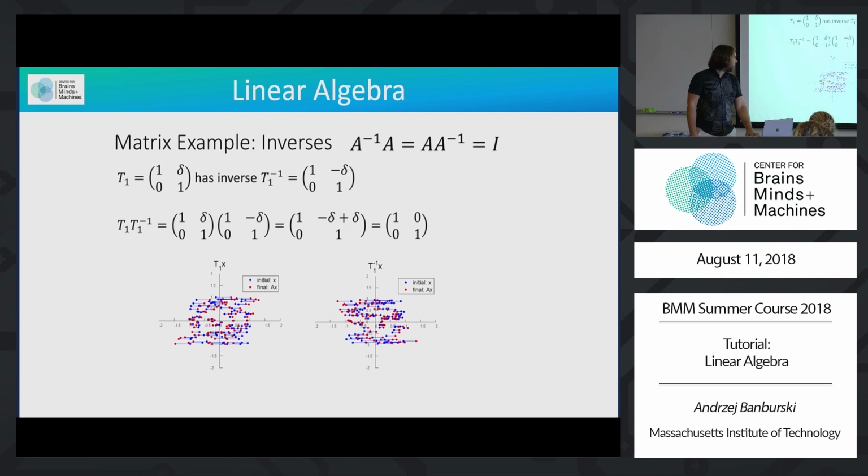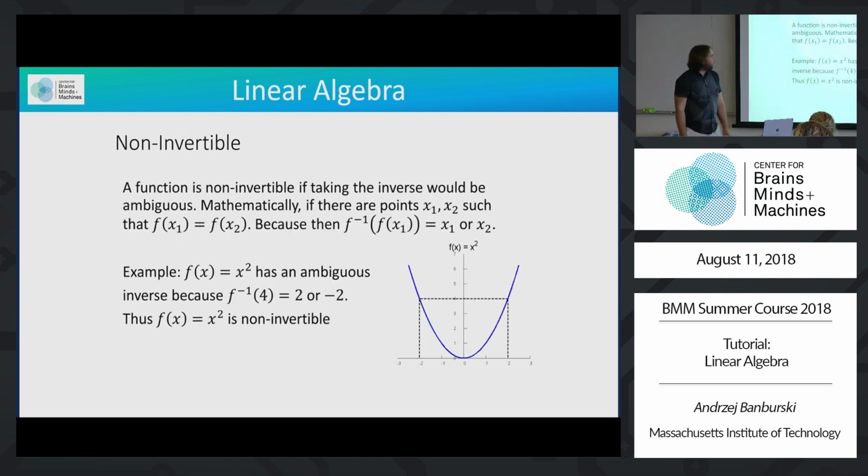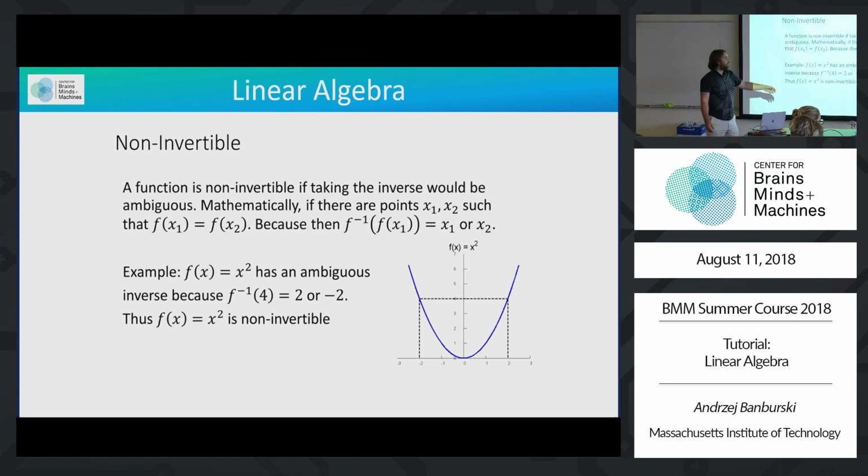But it turns out that not every operation is invertible. For example, if you take the x squared function, the inverse is kind of ambiguous because there's 2 points that get mapped to 1, so it's kind of not obvious what you should be doing.